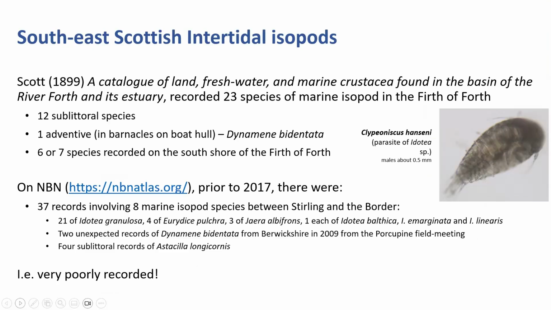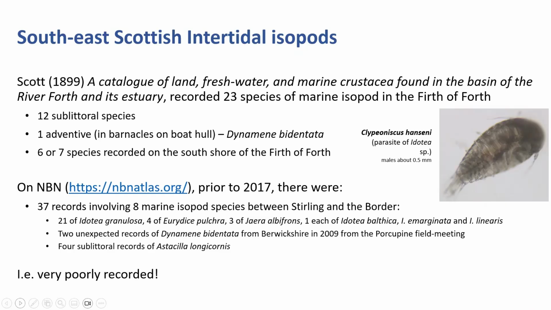So let's look specifically at South East Scotland. Well, there is a historical account of intertidal isopods and other isopods in South East Scotland from Scott in 1899, who recorded 23 species of marine isopod in the Firth of Forth. 12 of those were sublittoral species, beyond the abilities of most of us to find. One curiously adventive species was found in barnacles on the hull of a boat that was followed for cleaning, and then 6 or 7 species were intertidal. There's that tiny little isopod I talked about before. He reported that one as well. So that's the previous record.